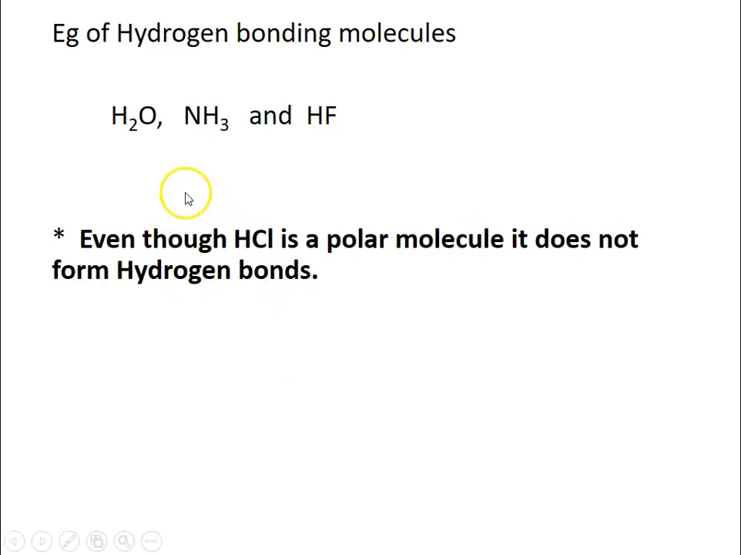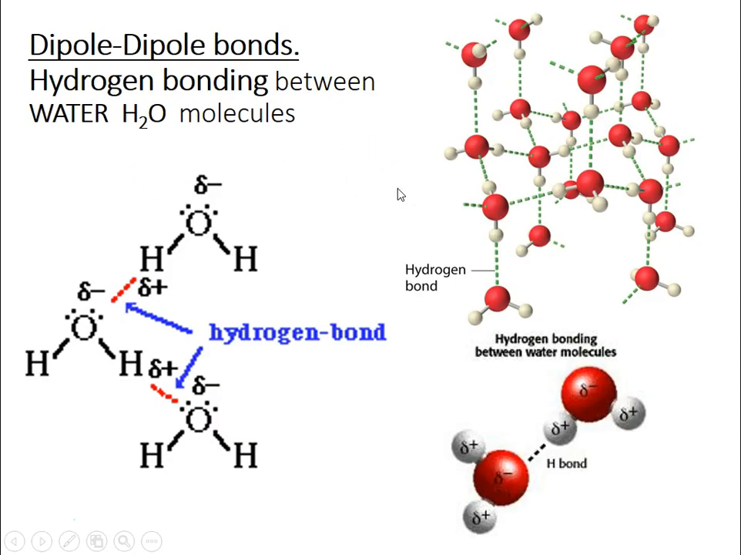So the classic molecules that have a bond between an oxygen and a hydrogen, nitrogen and hydrogen, and a fluorine and hydrogen are these ones, water, ammonia, and hydrogen fluoride. So even though hydrogen chloride, hydrochloric acid, is a polar molecule, it doesn't form hydrogen bonds because it's not bound to an oxygen, nitrogen or fluorine.